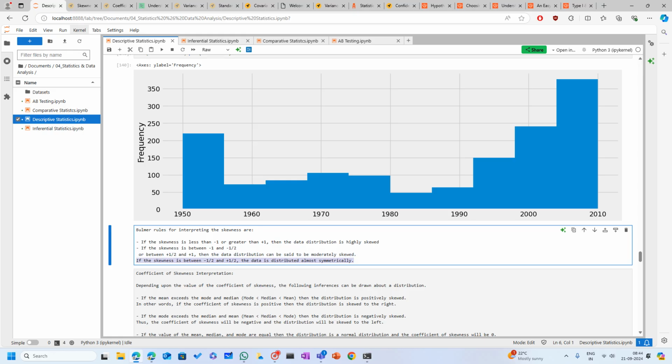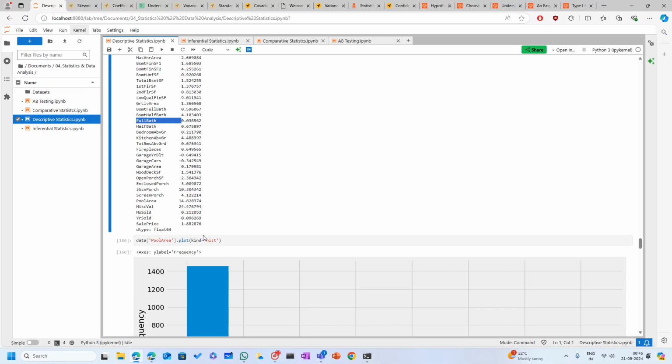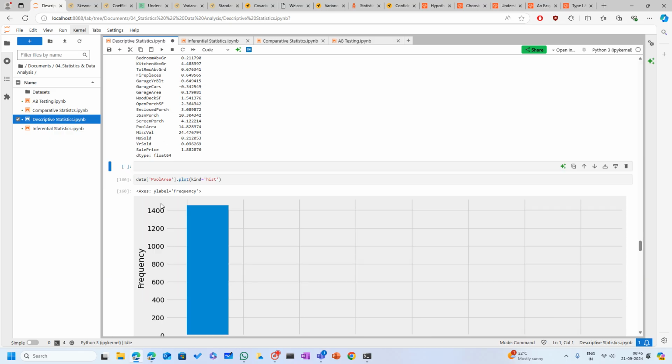So how you understand this just by looking at the values is, for example, 0.033 for full bath. This is very symmetrical. Why? Because it is lying between +1/2 and -1/2, that means between -0.5 and +0.5. So this is almost symmetrical. That we can check just by plotting it. What you can do is just do the same thing.